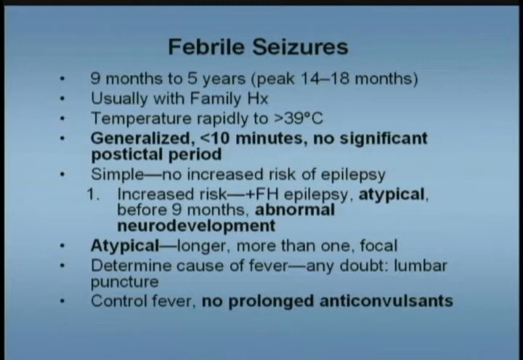A common one that we'll see and that you're going to get asked on the exam are febrile seizures. Again, look at the age. Typically around 9 months to 5 years of age, with the peak for febrile seizures being at around 14 to 18 months. Usually there is a family history of febrile seizures. It's not how high the temperature goes up, it's how quickly the temperature goes up. And sometimes actually the temperature can be coming down when they have the seizure.